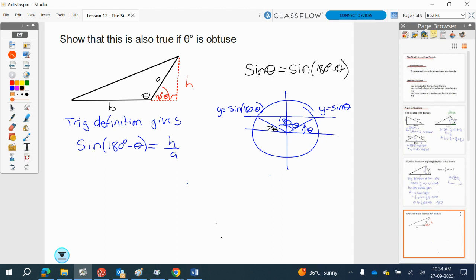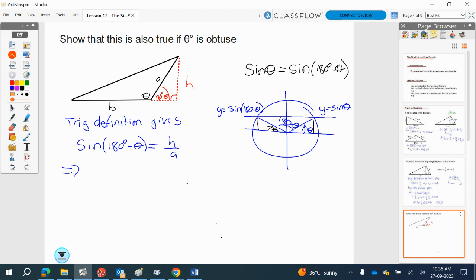So this triangle has to be congruent with that triangle there, which means their heights in this direction, their y values, have to be the same. So this horizontal line is the line y equals sine theta. It's also the line y equals sine of 180 minus theta, because they have the same y value at these points. And this diagram leads us into this relationship that we saw last week or so: sine theta is equal to sine of 180 minus theta. So we can use that.